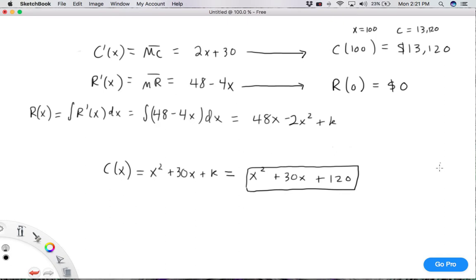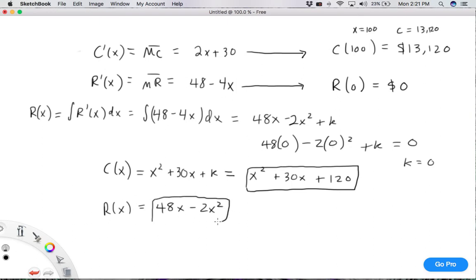And then we're going to use the initial value for revenue, which is if you produce 0 units, or if you sell 0 units, then your revenue is going to be $0. So if we plug in 0, 0 plus k is equal to 0, we find out that k for this one is just 0. So now our revenue function is just 48x minus 2x squared.